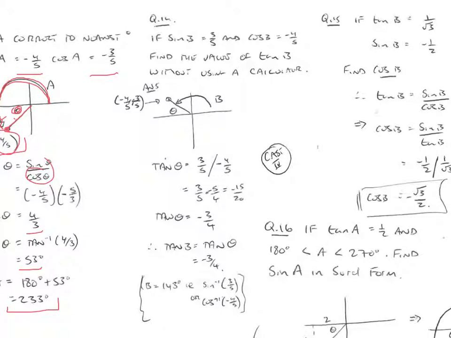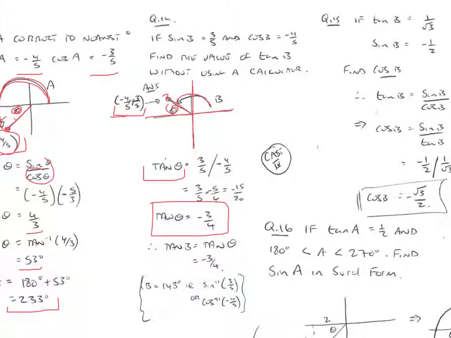And question 14, if sine B equals 3/5 and cos B is minus 4/5, find the value of tan B without using the calculator. Okay, so let's just draw it first. Okay, so we have minus cos, we're in this quadrant here, a positive sine. So we're in this quadrant here, and the coordinates are minus 4 over 5 and 3 over 5. And B generates this reference angle here. So let's find the tan of the reference angle.